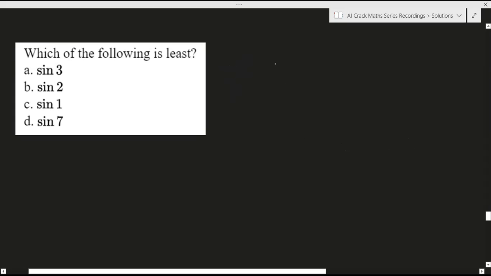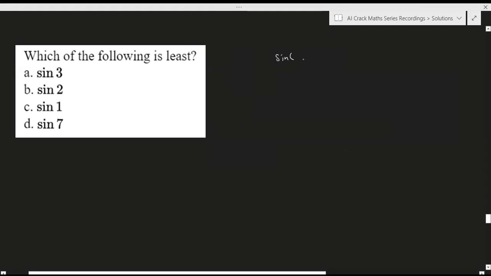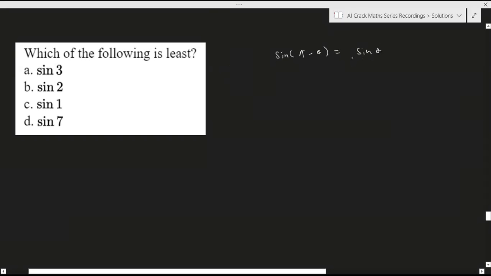Now we know that 3 is in second quadrant. So we also know that sine of pi minus theta equals sine theta, where theta is acute. We have derived it, right? Although we can apply this to any other angle, be it obtuse or acute, but let's go with the acute one as of now. So theta is acute, right?